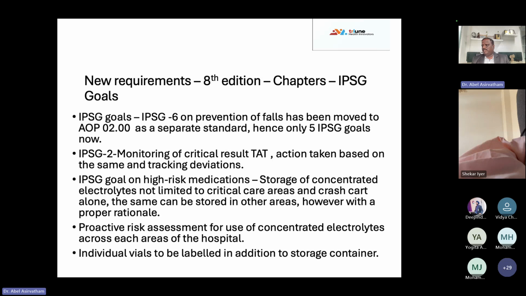IPSG goal on high-risk medication: storage of concentrated electrolytes is not limited to critical areas and crash cart alone. The same can be stored in other areas, however, with the proper rationale. You need to mention the proper rationale if you are storing concentrated electrolytes other than the critical areas.